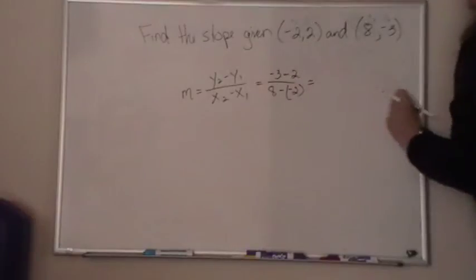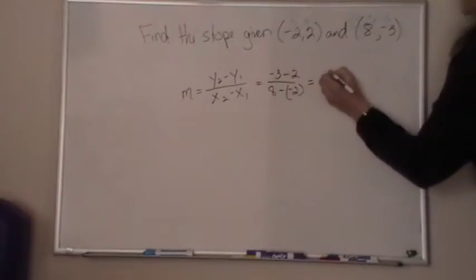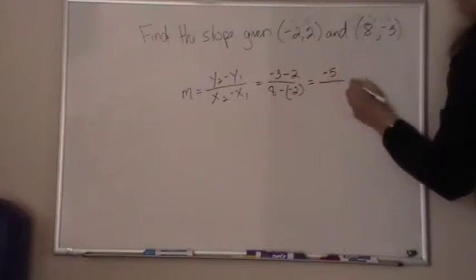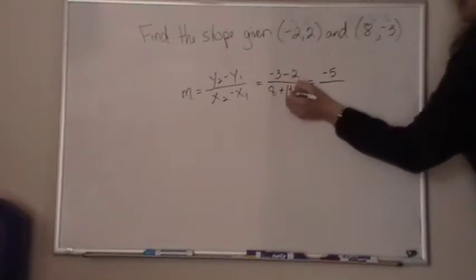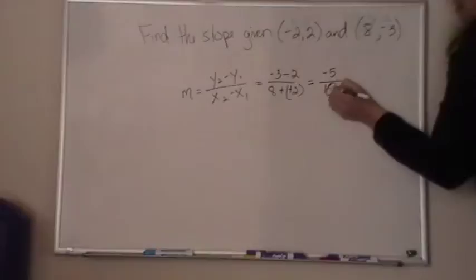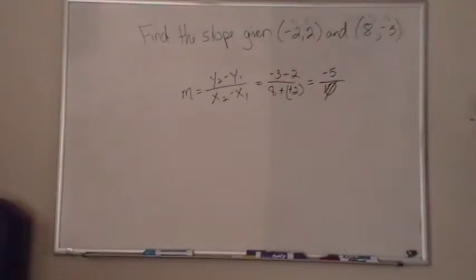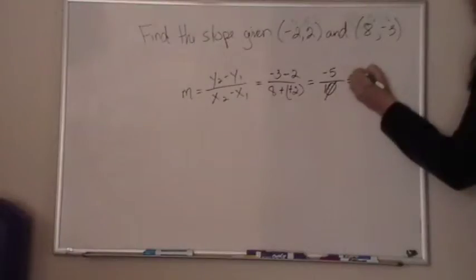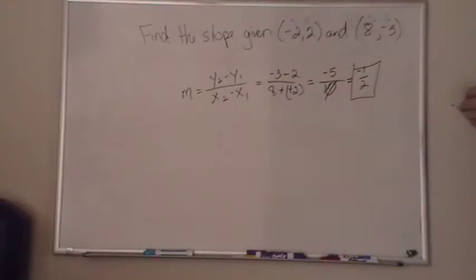So I'm going to go ahead and do the arithmetic here. I end up with -5 over, I'll make this plus a positive, 10. So -5 over 10. I do want to reduce if I can, which gives me -1/2. So my slope of the line that goes through these 2 points is -1/2. That's one of the types of problems that you will see.